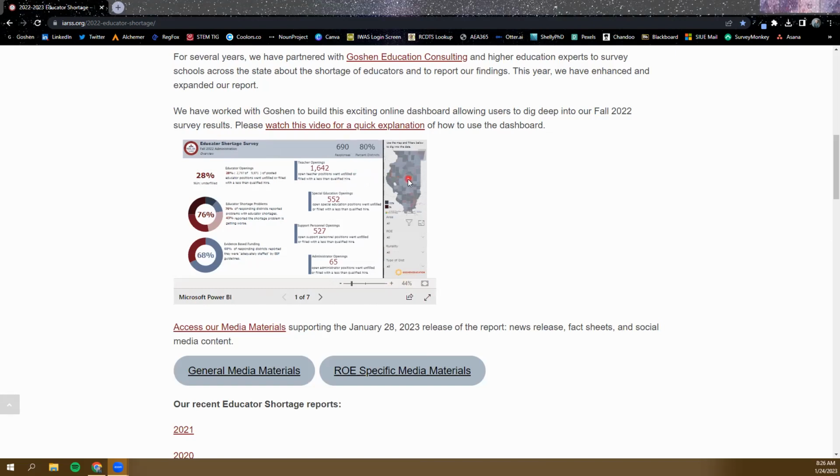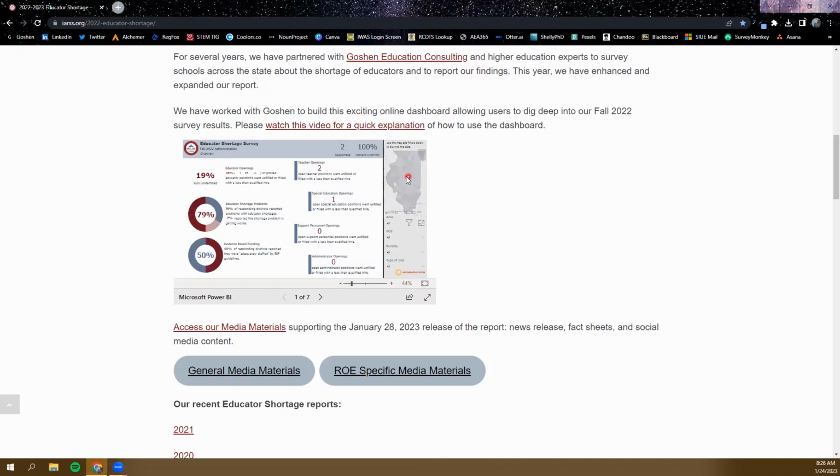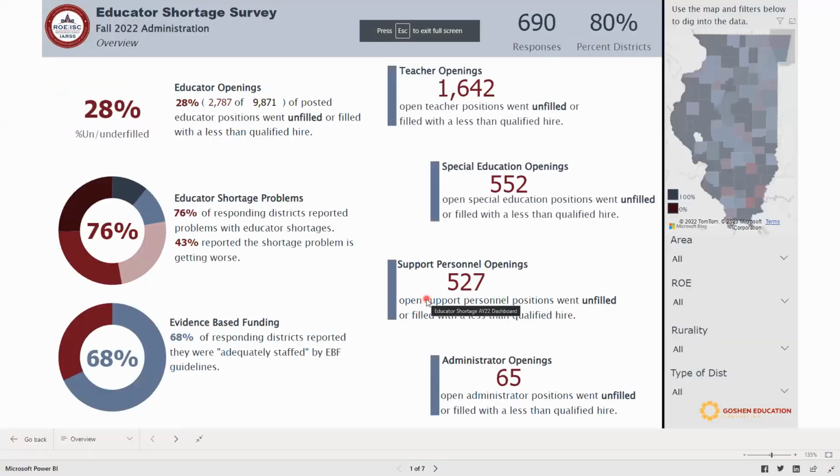You can interact with the dashboard here through the thumbnail, but I do recommend if you're actually going to dig into the data to open it up in full screen mode. So the dashboard has 7 pages, and this first page is an overview page. We've laid out several key findings for you here. We've got our response rate at the top, but all the interactivity is over here in this right-hand panel.